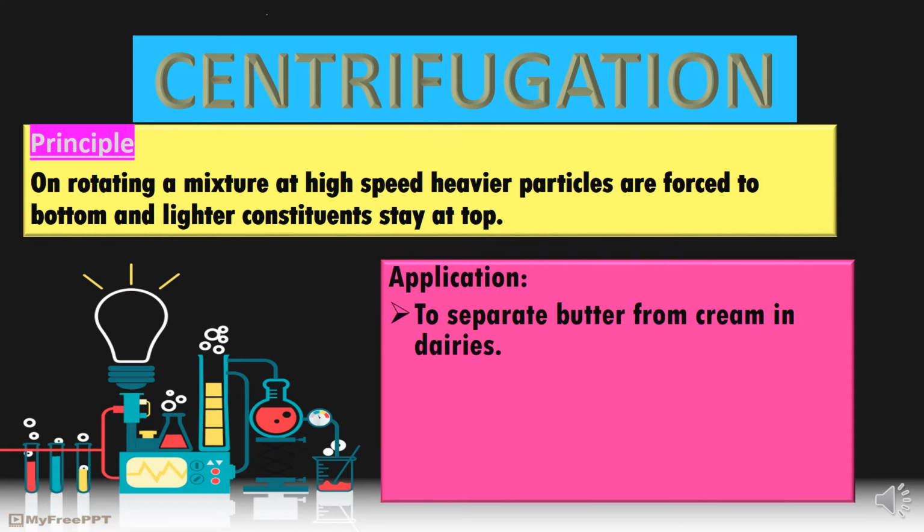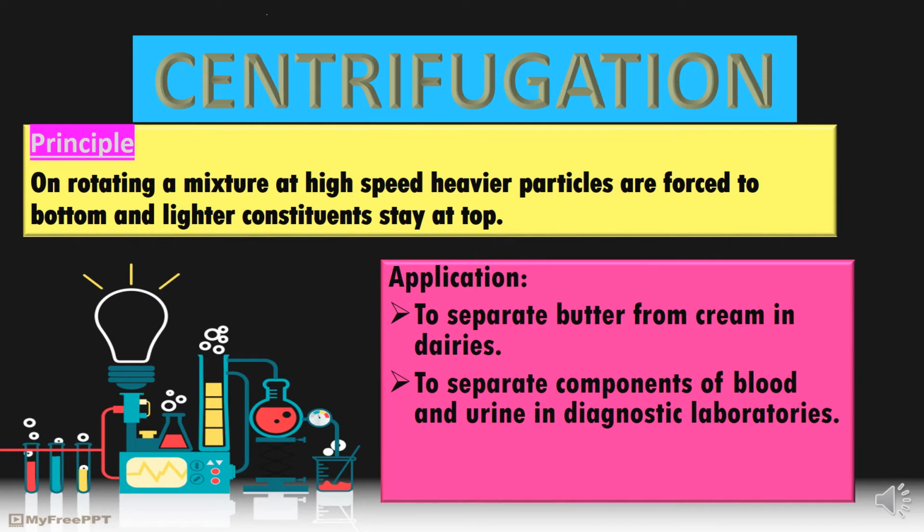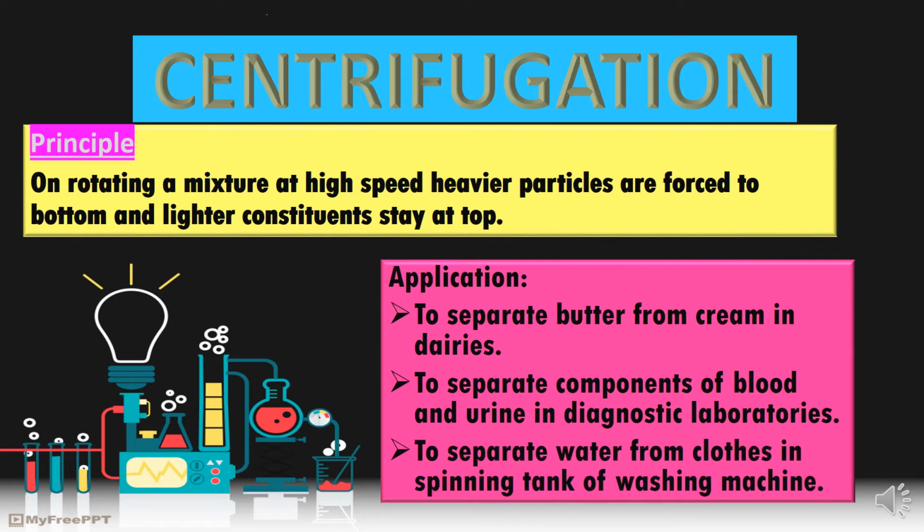Applications of centrifugation are: first, to separate butter from cream in dairies. At home also we are separating butter from milk as well. Second, to separate components of blood and urine in diagnostic laboratories. As we know that blood is a kind of colloidal mixture, so for various diagnostic tests the various components of blood are separated by this process of centrifugation. And also in the spinning tank of a washing machine, the water is separated out from clothes by using the spinning tank.